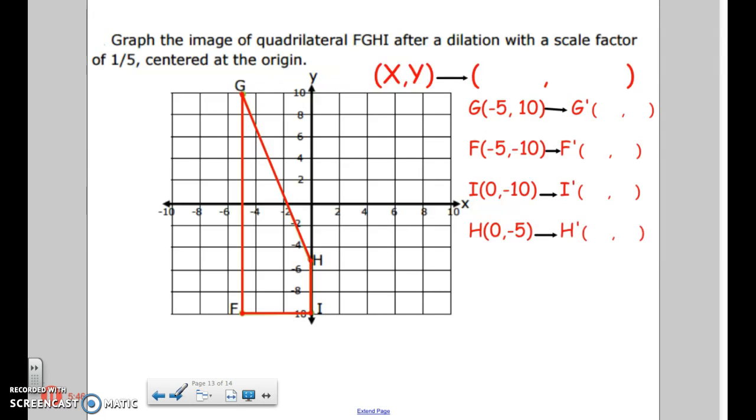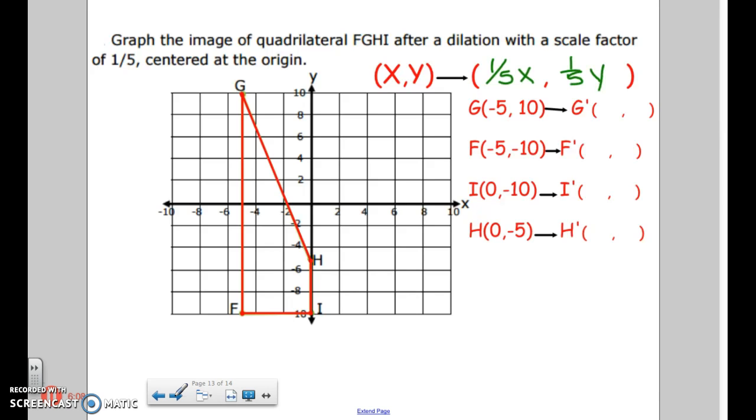One more before you try some of these on your own. We want to graph the image of this quadrilateral after a dilation with a scale factor of 1/5. So again, this number is smaller than 1, so instead of growing in size, it should be shrinking. I'm going to take 1/5 of my x and 1/5 of my y.